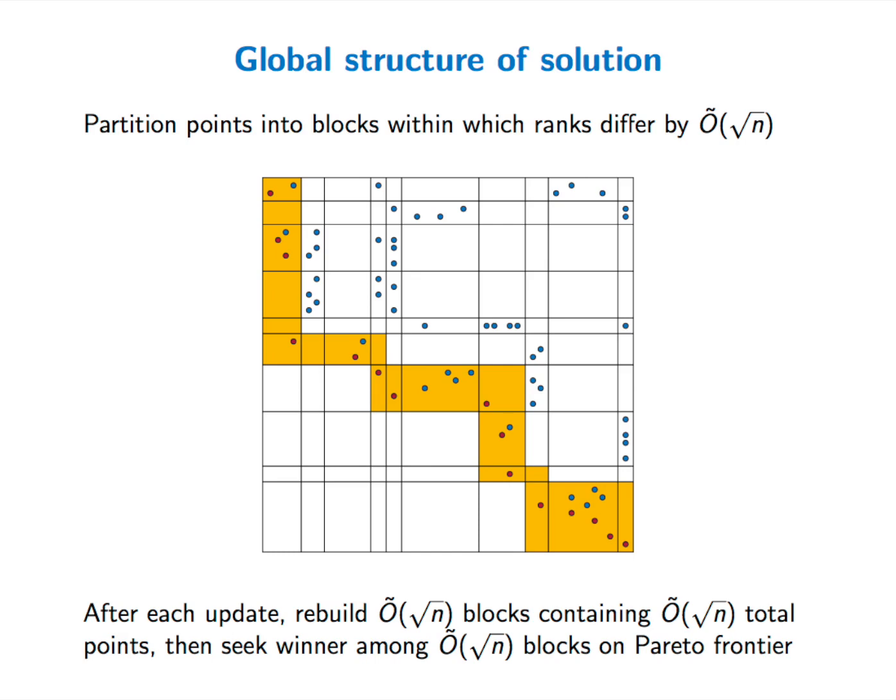This structure allows us to seek the point with the smallest product of ranks in a small subset of blocks, the ones on the lower left frontier of the subset of non-empty blocks. Similarly, the point with the largest product of ranks is on the upper right frontier. These frontiers may contain linearly many points, but they have only roughly square root of n blocks in them. So if we can query each block quickly, then we can find the winner and loser of the competition quickly.